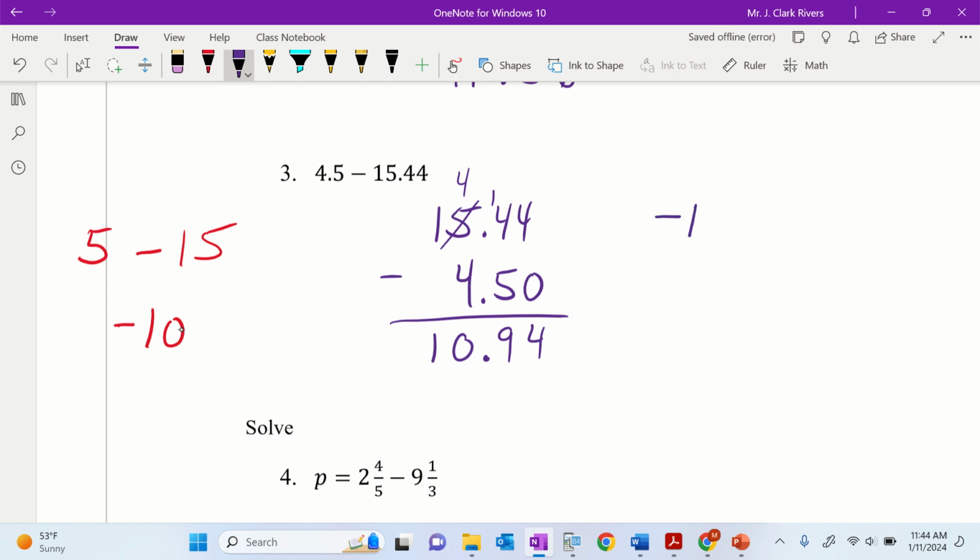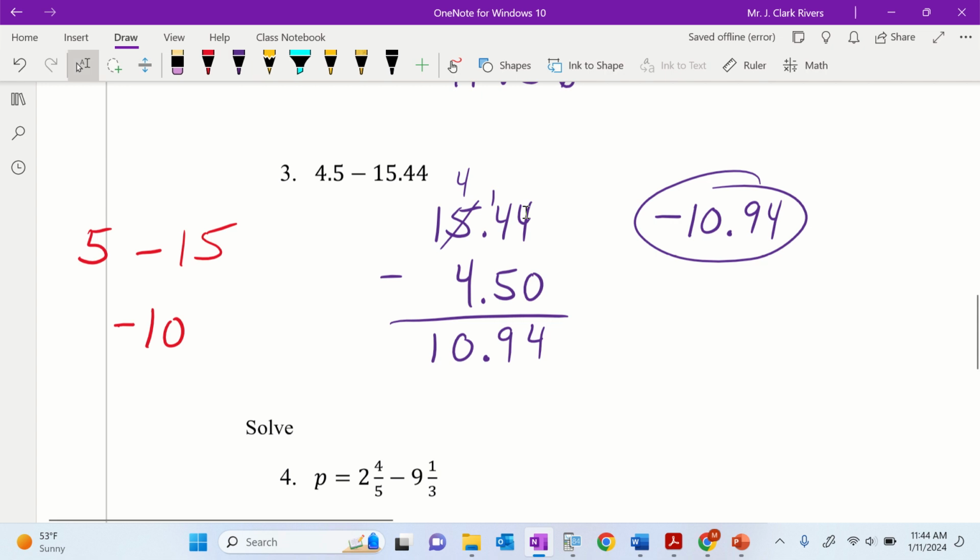So it's negative 10.94. Look at your estimate. Make sure you're around the estimate. 10.4, 10.94. I like it. Again, please don't just throw the negative sign here in front of 10.94 because 15.44 minus 4.5 is a positive difference, not a negative difference.